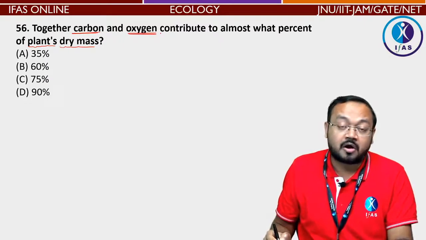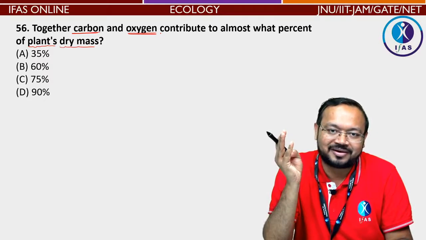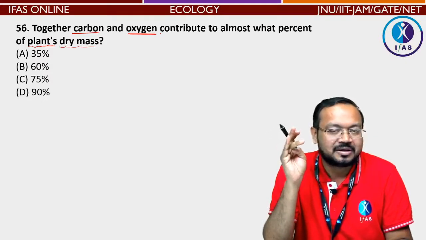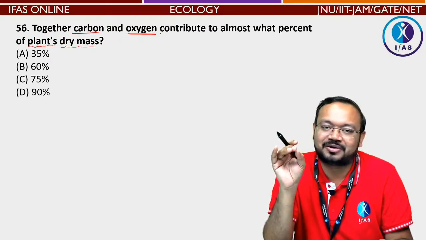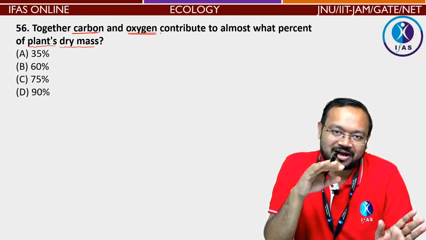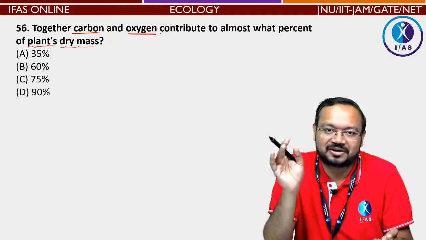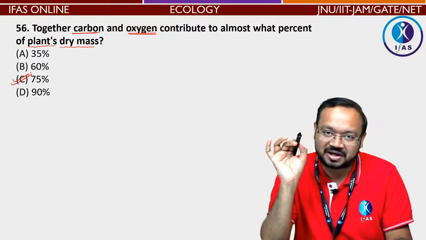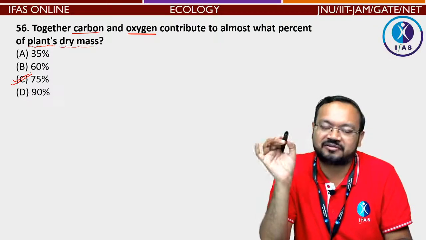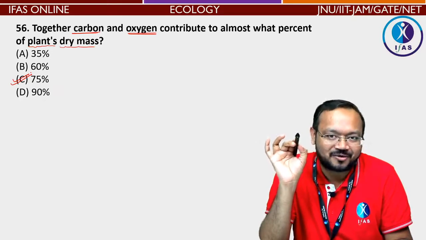Though the number of hydrogen atoms is double that of carbon and oxygen, the overall mass is very little in comparison to carbon and oxygen. So there is a difference in terms of molecular mass, right? And because of that, approximately 75% of the dry mass of a plant is carbon and oxygen.